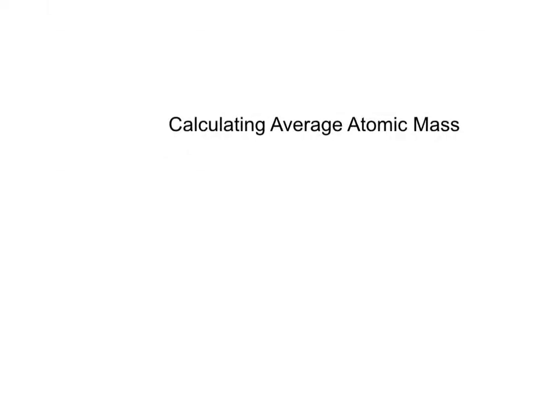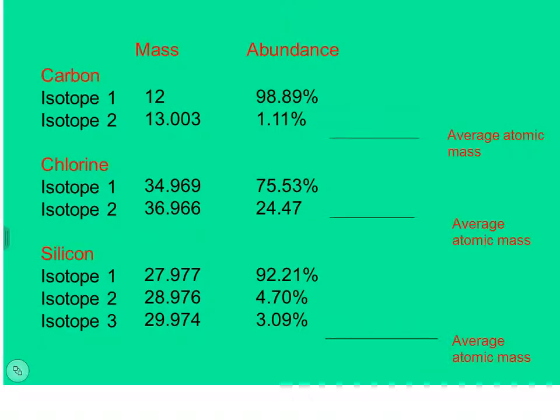On this Explain It, we're going to show you how to calculate average atomic mass. Here are 3 examples of elements that we are going to calculate their average atomic mass. We have listed here the mass of an atom right here, and then we have its relative abundance. So for carbon, we have listed 2 isotopes.